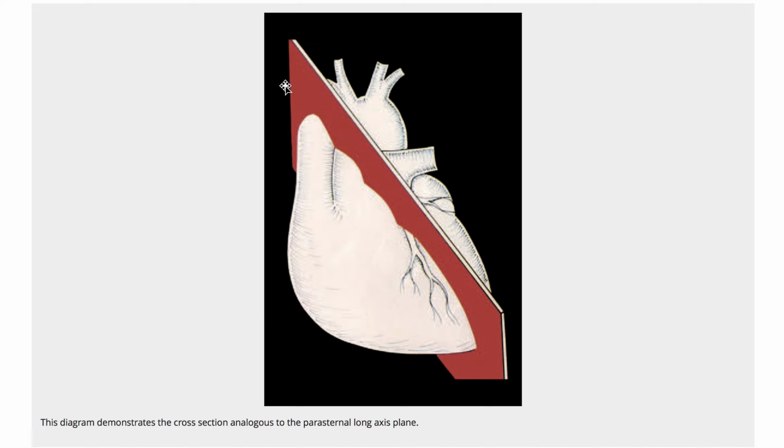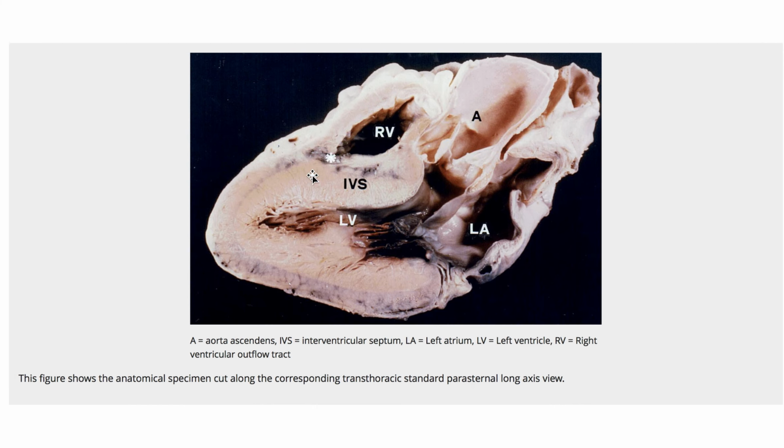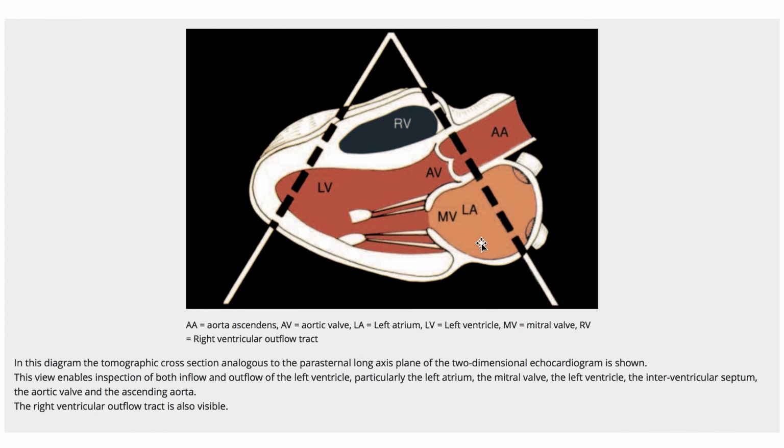This diagram demonstrates the cross-section analogous to the parasternal long axis plane. This figure shows the anatomical specimen cut along the corresponding transthoracic standard parasternal long axis view. We have the ascending aorta, the interventricular septum, the right ventricular outflow tract, the left ventricle, and the left atrium.